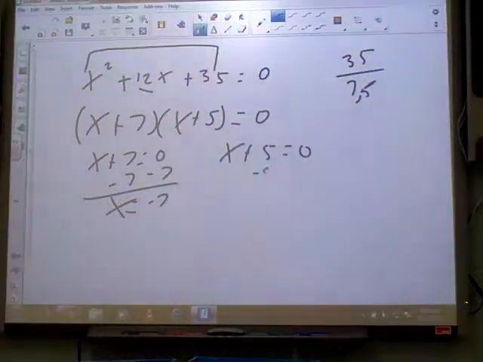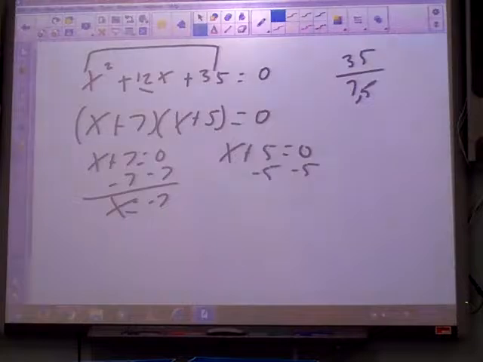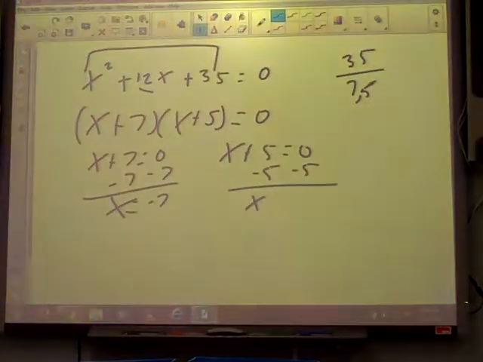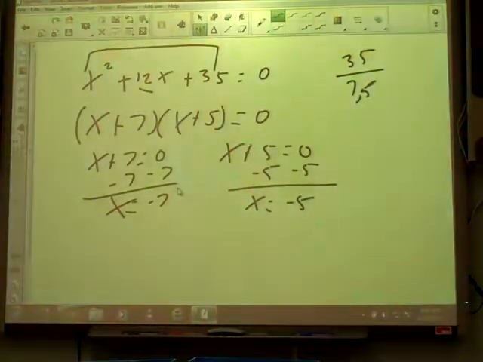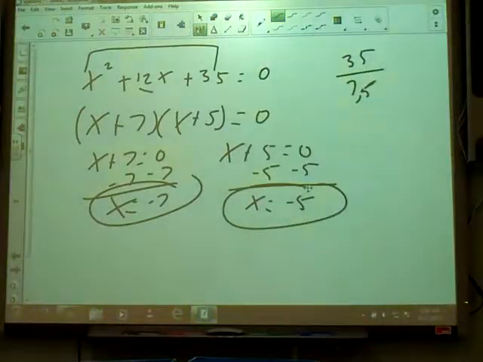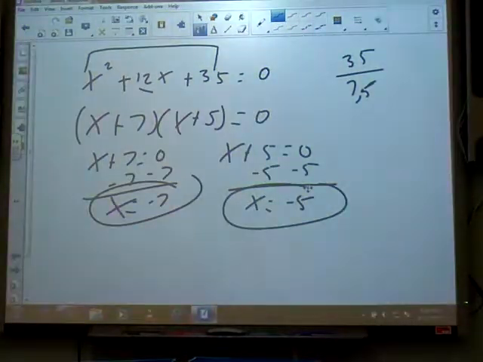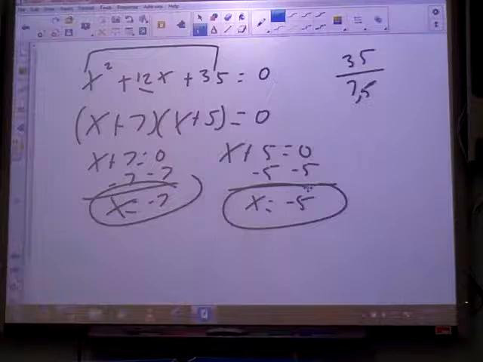Do you have to solve? Well, you have to solve, but you don't have to show that step. Okay. I mean, your answers need to be -7 and -5, but you don't have to show that step. You're right. Okay? Everybody good?